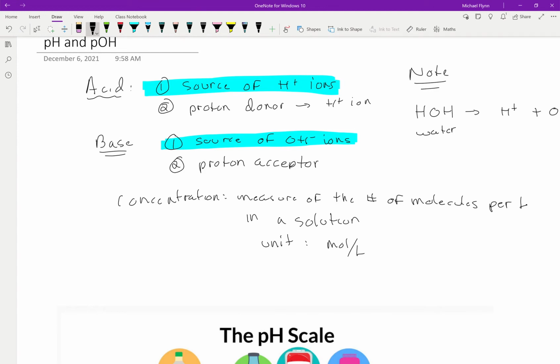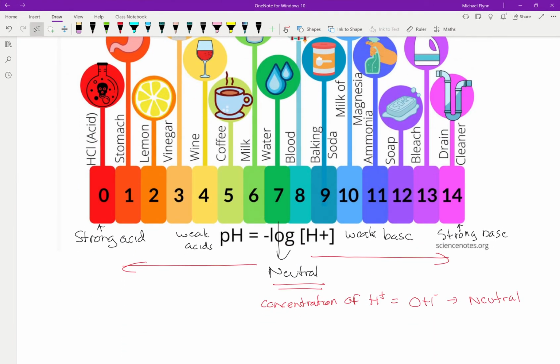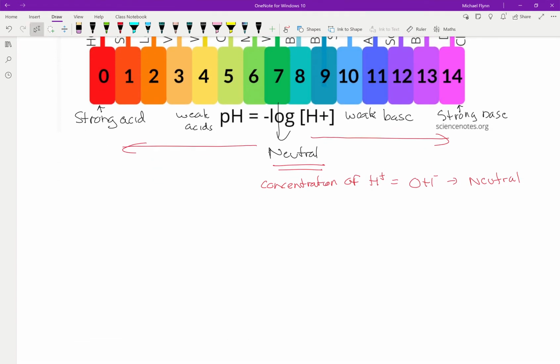All right, so that right there is the two definitions, one for what an acid is, one for what a base is, and then what concentration is, okay? So that's it. Now, how does the pH scale work? Well, you'll notice that there's a weird little formula here. pH equals negative log of the concentration of hydrogen ions. Let me explain that, okay?